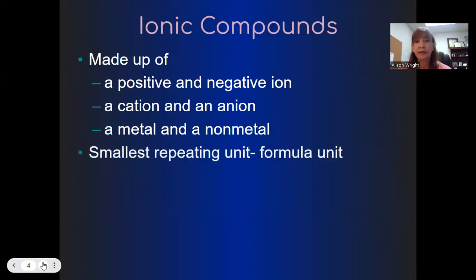Again, that smallest repeating unit of however many cations and however many anions is called the formula unit. We can also just call it the formula, but we want to recognize that there are going to be many, many of these in any given salt crystal. And it's the smallest ratio, kind of like an empirical formula, that we call the formula or the formula unit.